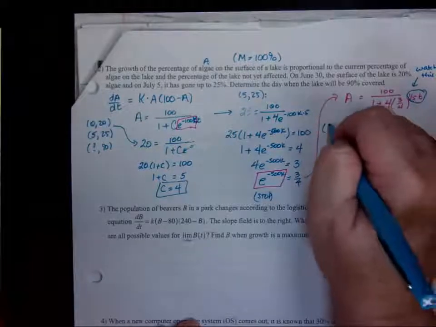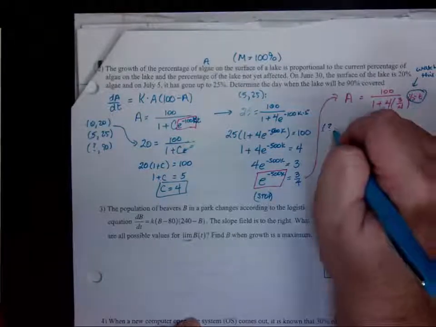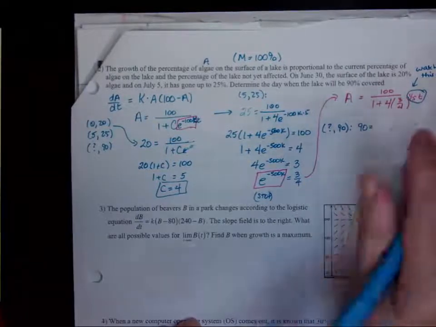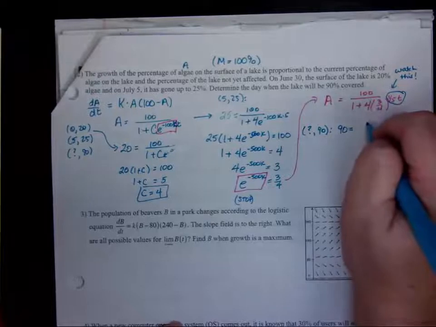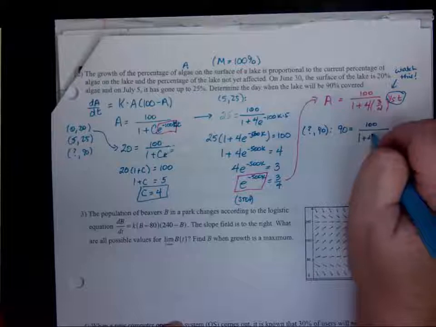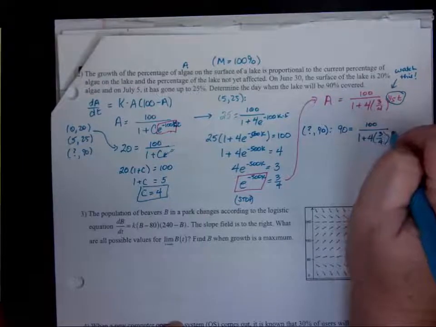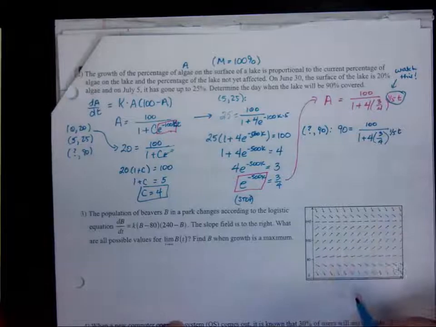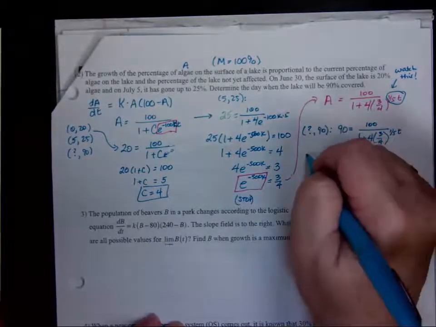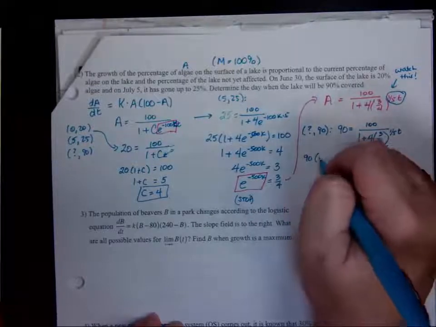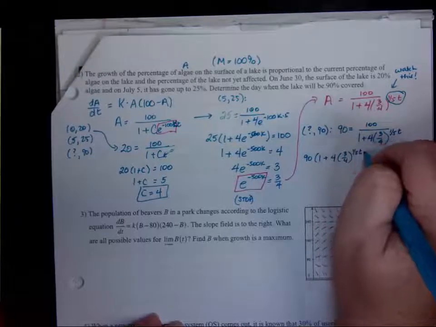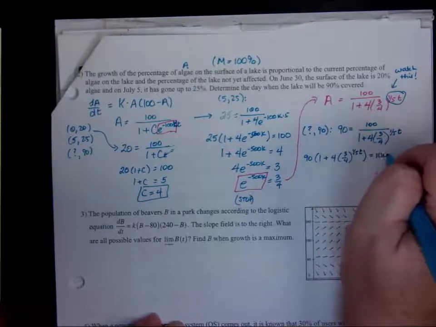The problem says, how long until we are 90% covered? So 90 is going in place of A. So 90 equals 100 over 1 plus 4 parentheses 3 over 4 to the 1/5 t. Work it just like before. Multiply both sides by the denominator. 90 parentheses 1 plus 4 3/4 to the 1/5 t equals 100.